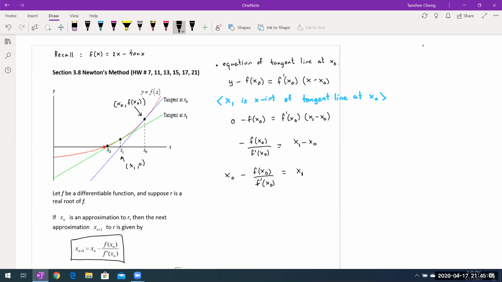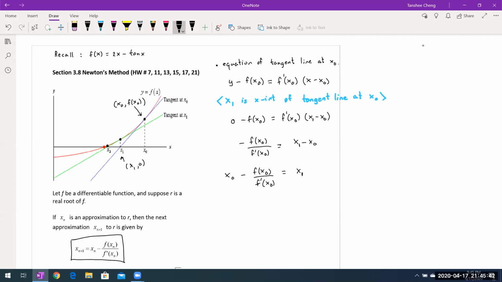So when I let y be equal to 0, that becomes negative f of x sub 0 equal to f prime of x sub 0 times the quantity x minus x sub 0. I'm solving for this x, but we know that x is basically going to become x sub 1, so I replace it right there so that you can see the notation. Divide both sides by f prime of x sub 0 and then add x sub 0 on both sides. Now you can see that to get the x-intercept of this tangent line at x sub 0, we have to use this formula, which is very similar to the one that we talked about right here.